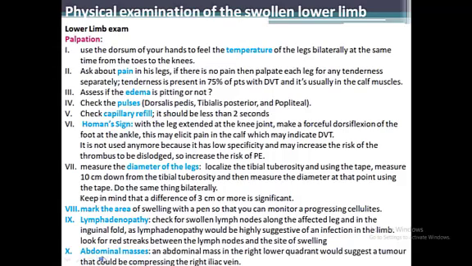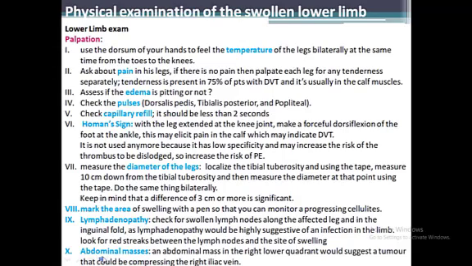The tenderness is present in approximately 75% of the patients with DVT, and it's usually in the calf muscles. Then we assess if there is any edema, and if yes, is it pitting or not. We check the pulses, dorsalis pedis, posterior tibialis, and popliteal. We check the capillary fill. It should be less than 2 seconds, as we know.